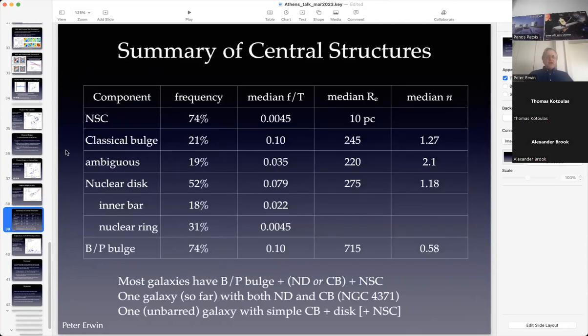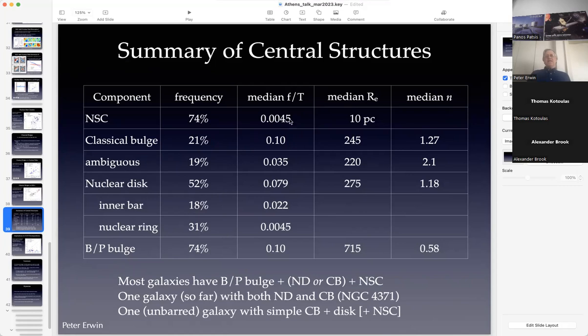So here is a summary of what we found so far. Nuclear star clusters, classical bulges, ambiguous structures, nuclear disks, and then some of the subcomponents like inner bars, nuclear rings, and the boxy peanut bulges. So nuclear star clusters are very common, as are boxy peanut bulges. Classical bulges are pretty rare. Nuclear disks are pretty common.